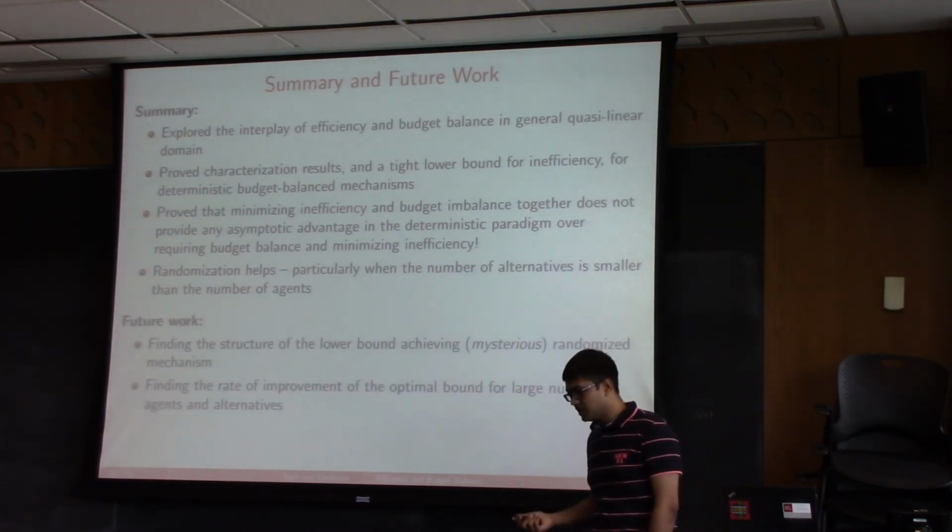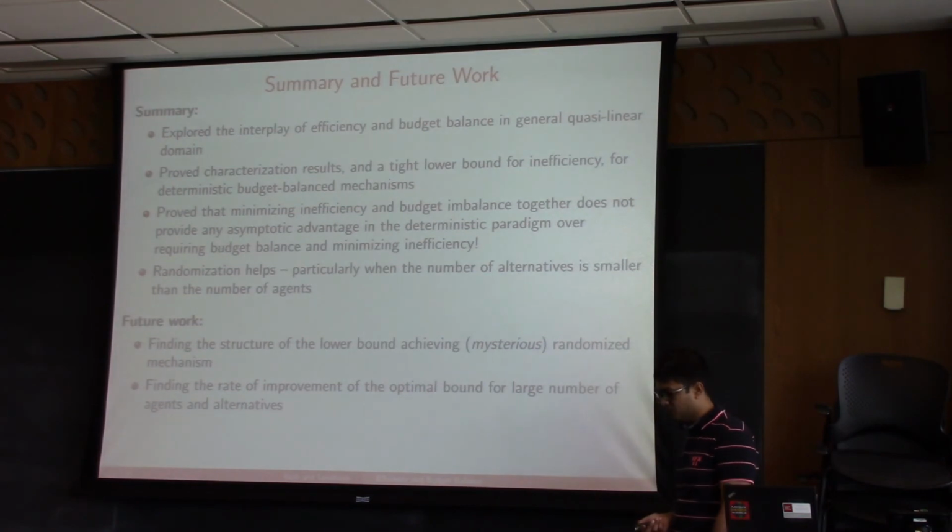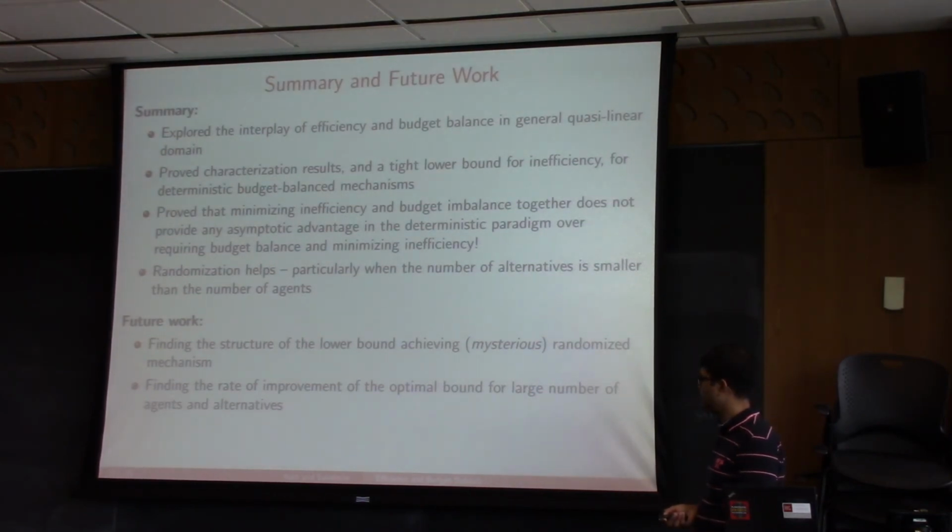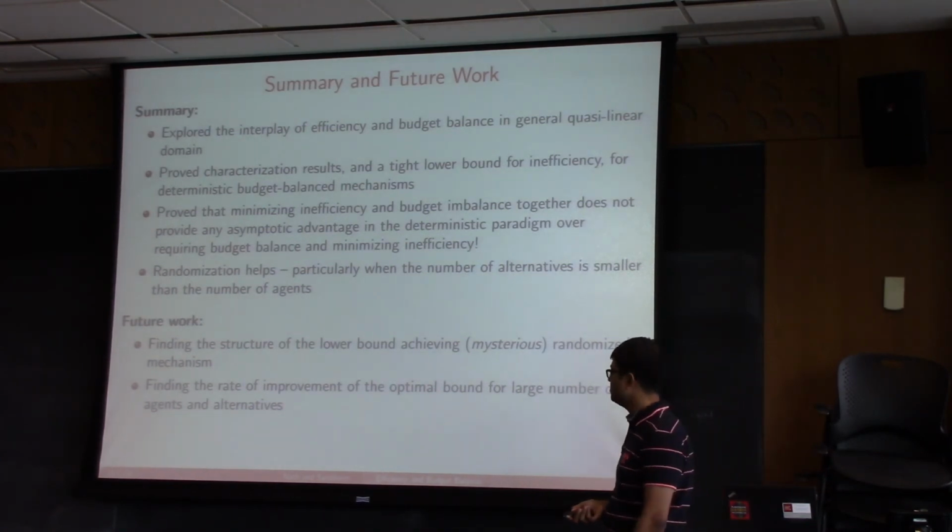So the future work remains to explore the structure of this mysterious randomized mechanism, which achieves this lower bound for the inefficiency subject to budget balance, and also you would like to understand how this rate of improvement of the optimal bound varies with n.